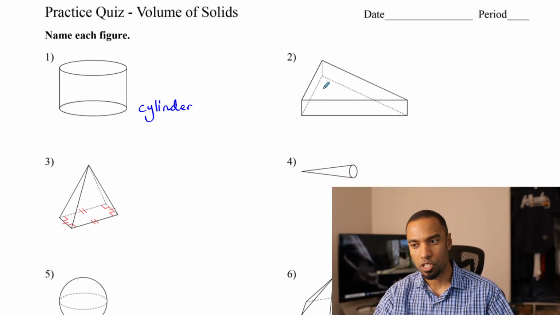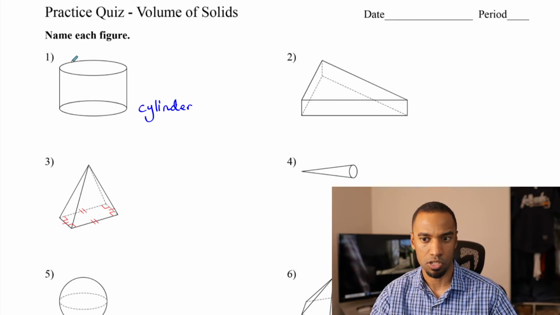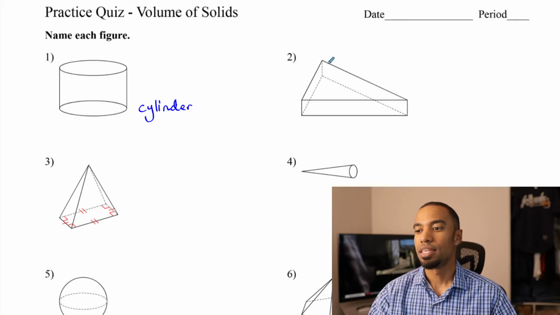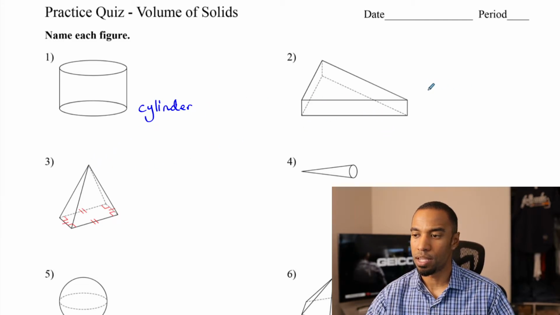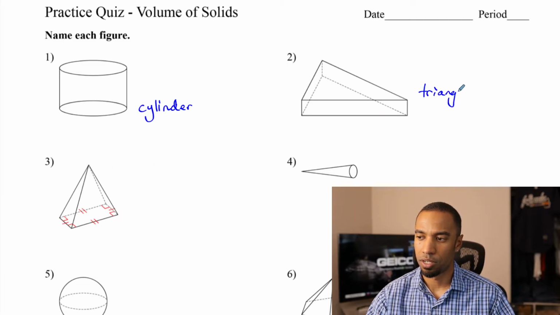Now, this is also a prism, and prisms are named based on their bases. Circular prism, but we call it a cylinder. This is a triangular prism. It's not a pyramid. Pyramids do something like number 3. This is a triangular prism right there.